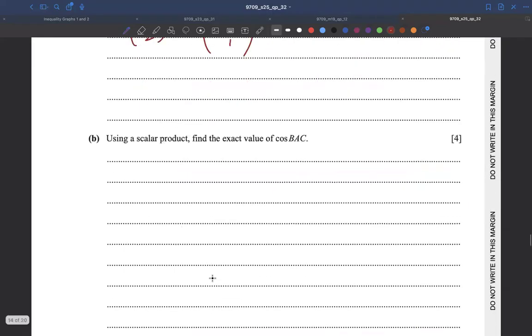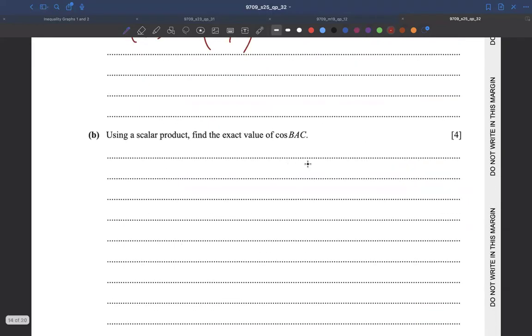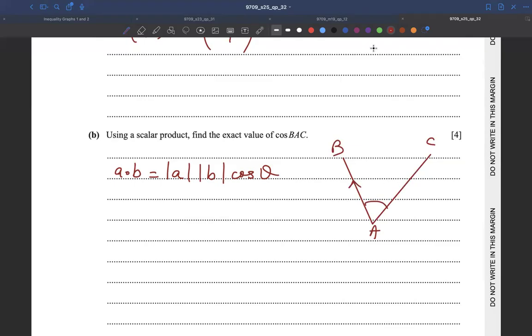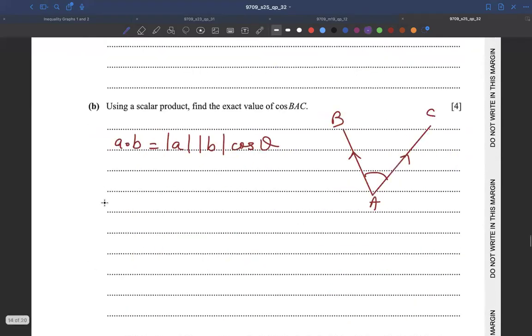Now it says use a scalar product to find the exact value of cos BAC. Now to find the value of cos BAC, we can use the scalar product as it said. And the two direction vectors that will be used are, so this is A over here, this is B, and this would be C. And this would be cos of BAC. So the two vectors would be AB and AC. We already have the vector AB, that is (-3, 5, 1).